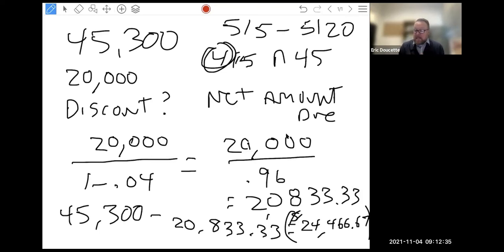So how many days? It's going to be 45 due. That $24,466.67 is going to be due 45 days after May 5th. So how do you figure out that? Well, I just count the days. So 30 days has September, April, June, and November. So there's 31 days in May.